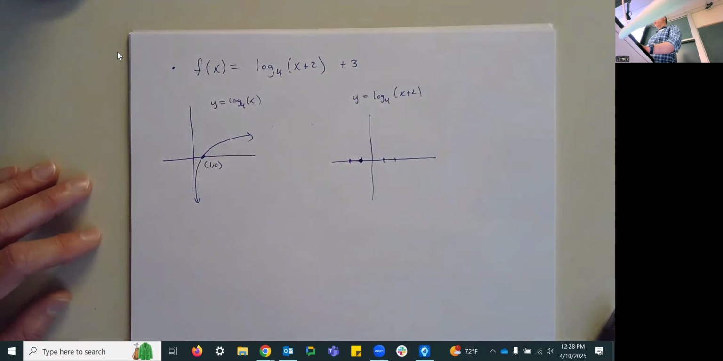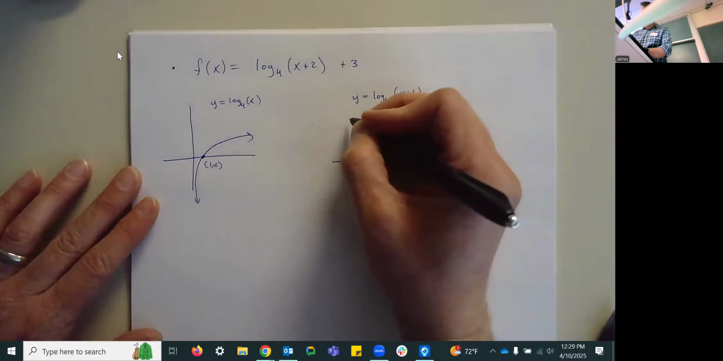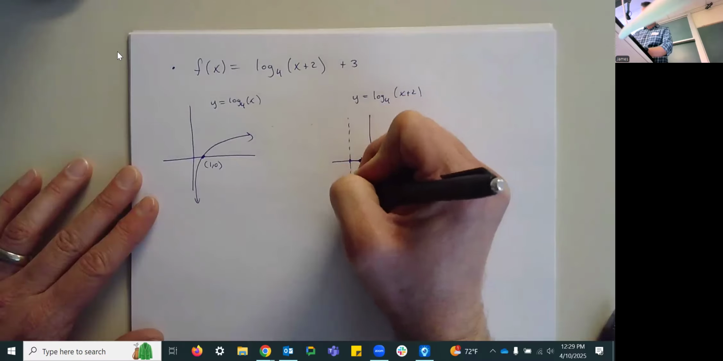Also, probably even more importantly, my vertical asymptote has moved. My vertical asymptote was x equals 0, and I've shifted the entire graph 2 to the left. That means my vertical asymptote has also shifted 2 to the left. So here's my new vertical asymptote at x equal to negative 2.